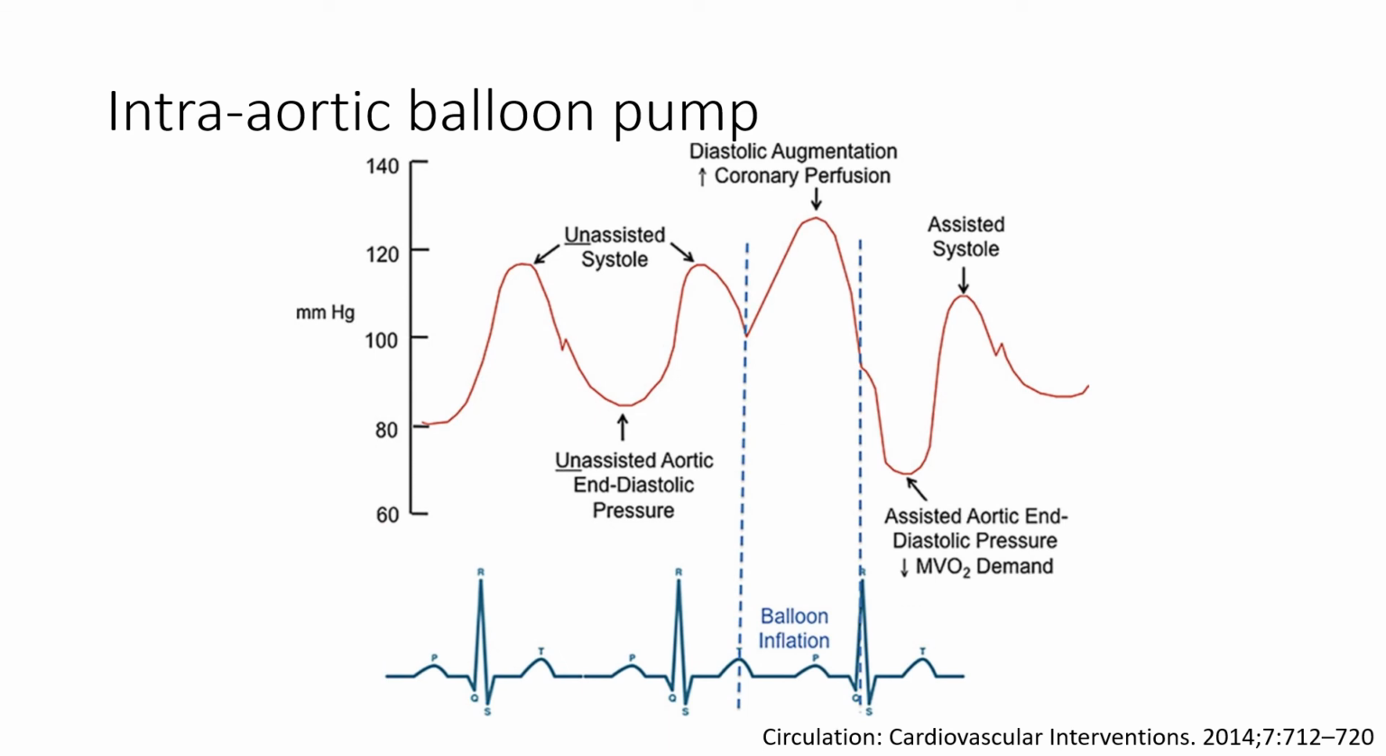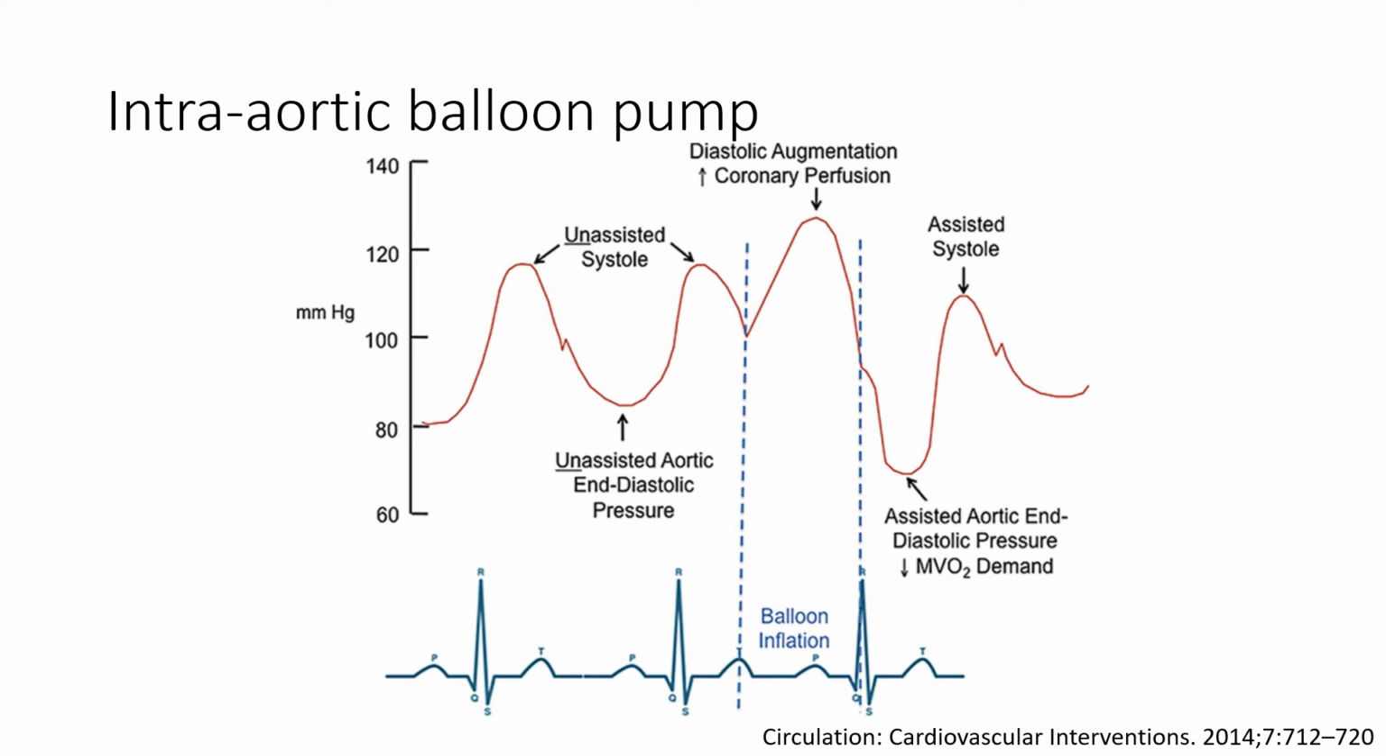So these are some tracings, as you can see in the electrocardiogram below. Essentially, the balloon inflates in diastole and deflates in systole. So the important thing is that you have to gate this to the electrocardiogram. You have to gate this to the appropriate cycles.